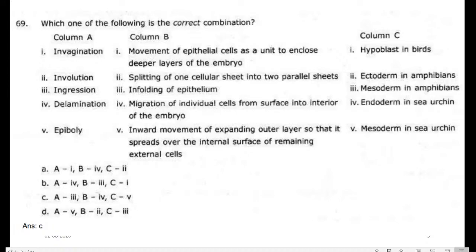Emboly is the process in which the cells undergo invagination of the blastula to form the gastrula. Epiboly is one of the cell movements occurring in the earliest stage of gastrulation. Emboly is the blastula to gastrula formation.